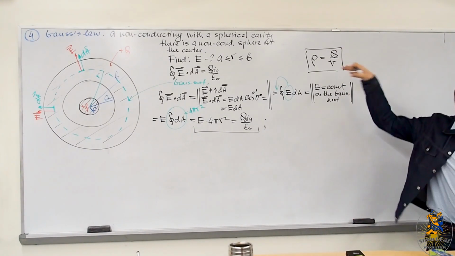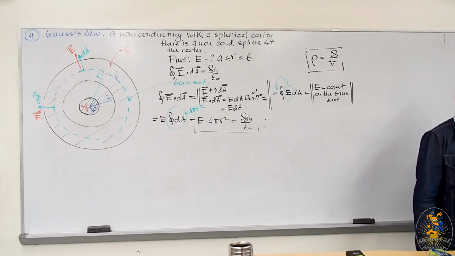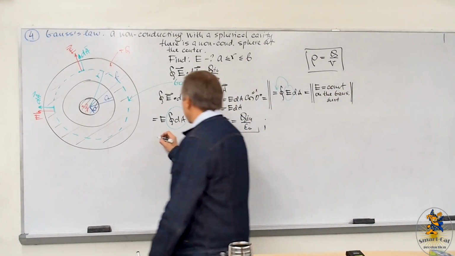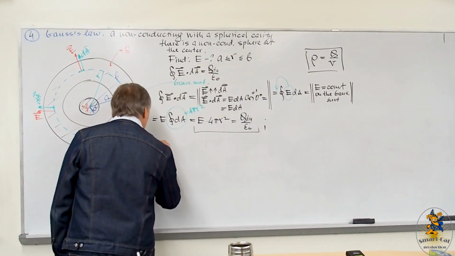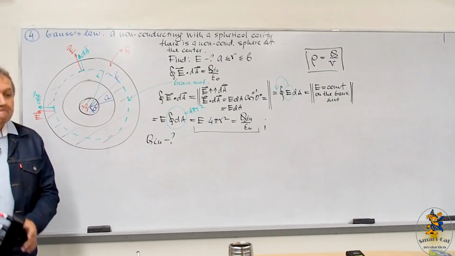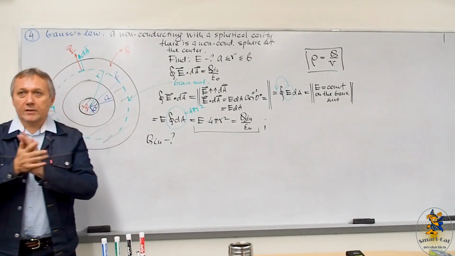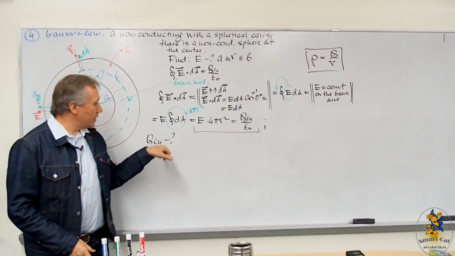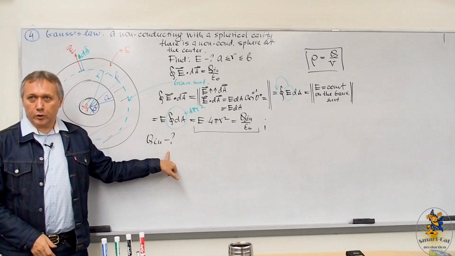So that fact and this, that's what we need to know in order to find this Q enclosed. Yeah, and another thing which I usually emphasize, every semester students make that mistake. Usually at this point I ask, so what's Q enclosed?